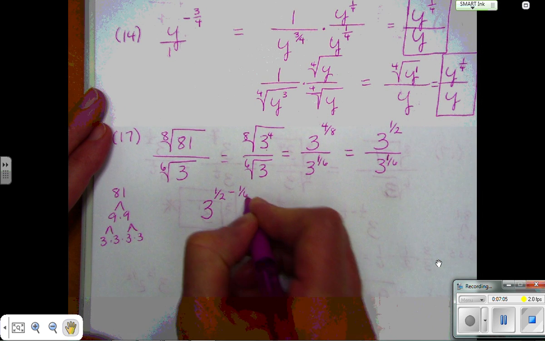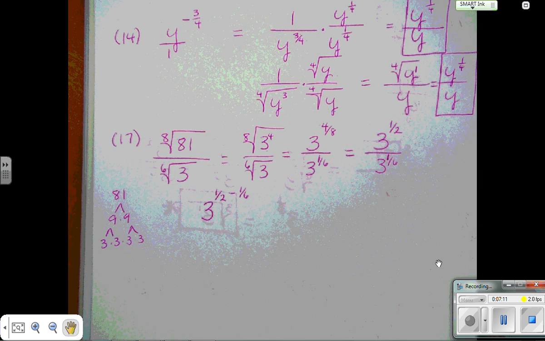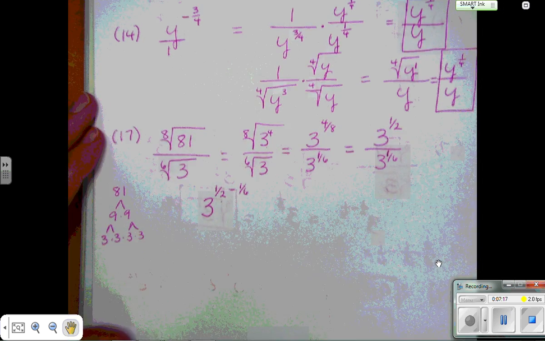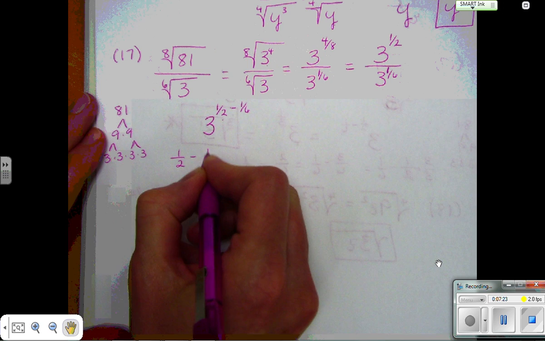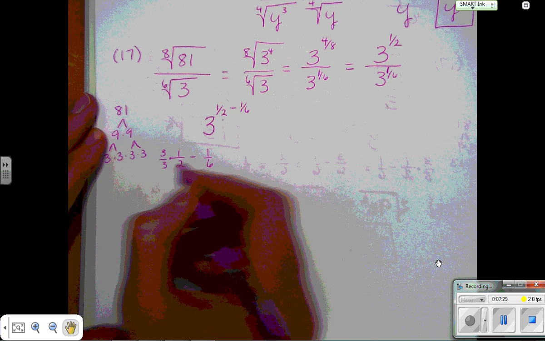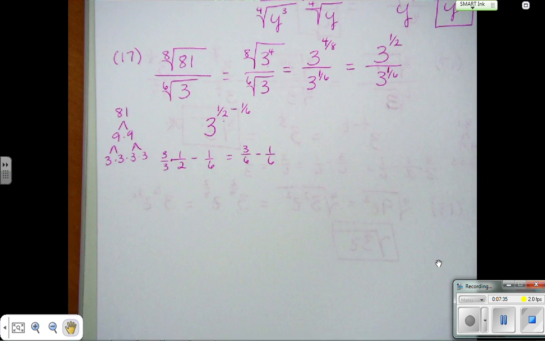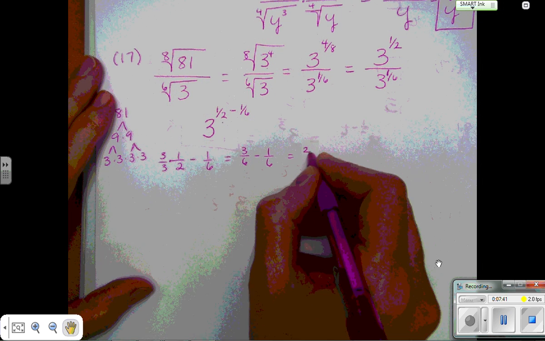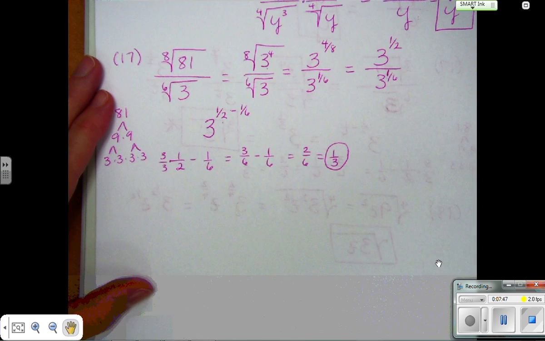Okay, now in this case, I need to have the same denominator to combine my fractions. The common denominator is 6, so I'm going to work that out just down here at the bottom. Okay, 1/2 minus 1 over 6. So in order to get a common denominator, I need to multiply that 1/2 by 3 over 3. So now I have 3 over 6 minus 1 over 6. And when I subtract, I get 2 over 6, which reduces to 1/3. So my rational exponent, after I subtract and reduce, is a positive 1/3.